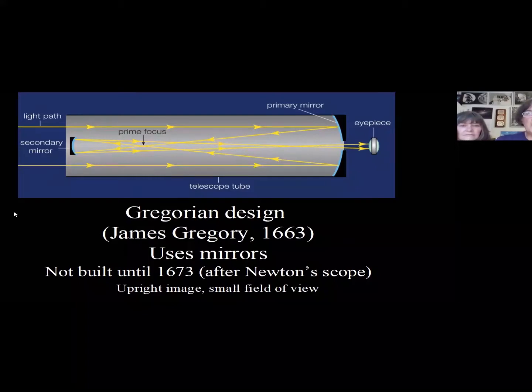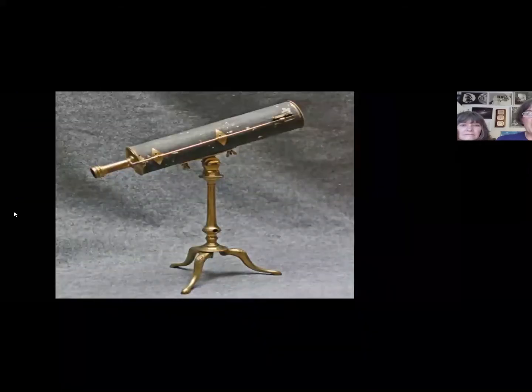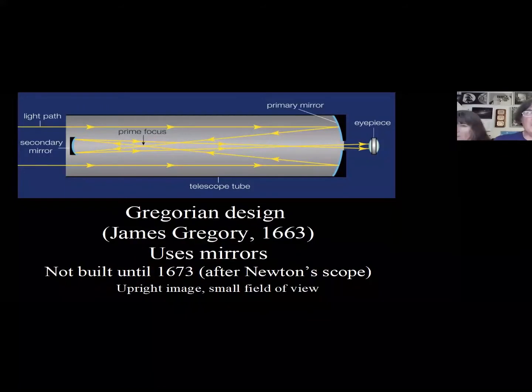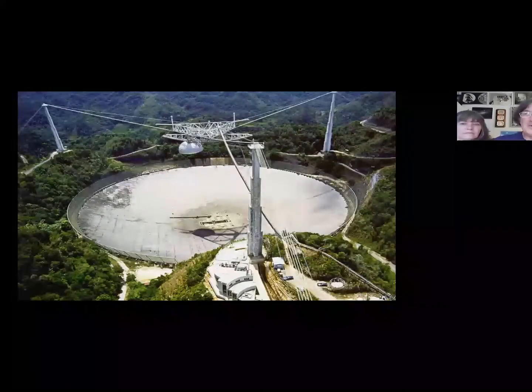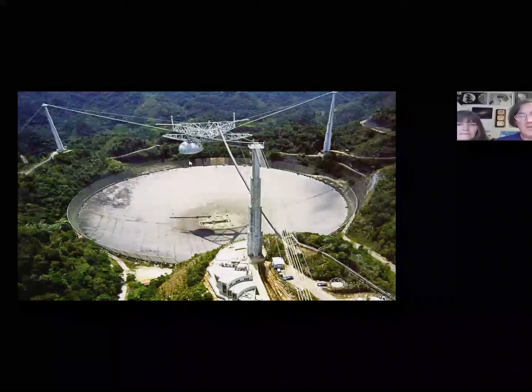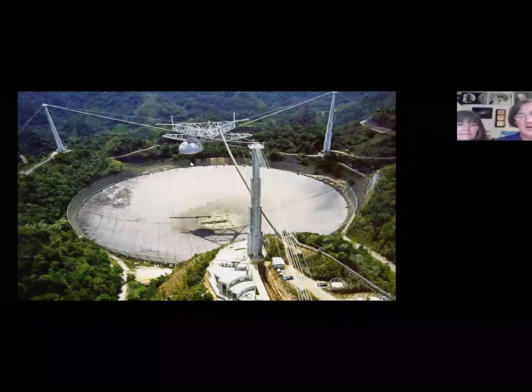But it wasn't until 1673 that it was actually built. And there's one in a museum. They're not very common. The most common Gregorian telescope you'll see today is actually a radio telescope, the Arecibo telescope in Puerto Rico. It's a Gregorian. The radio waves come in, hit the primary, bounce up to the secondary, and bounce right back down to the collector in the middle of the dish.